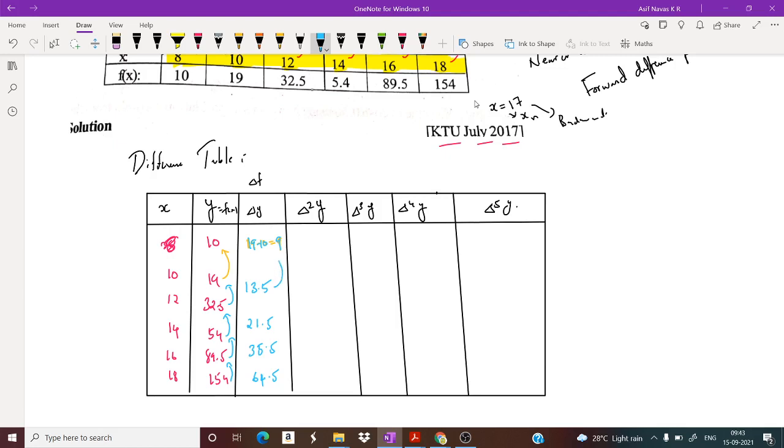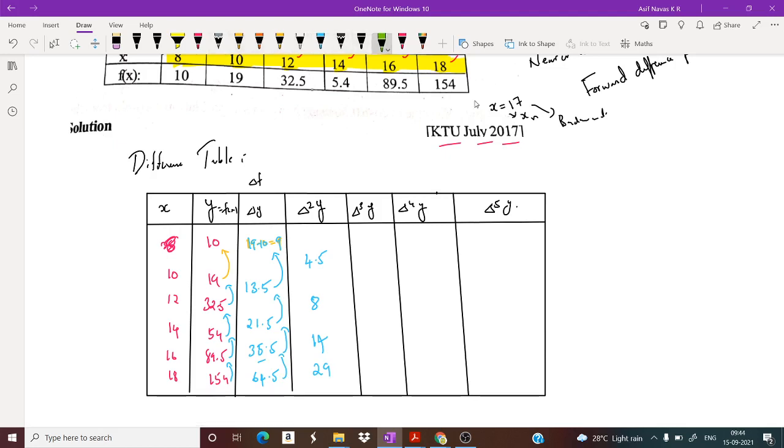Then we will subtract it from here. 13.5 minus 9, that is 4.5. 21.5 minus 13.5, 8. Next 35.5 minus 21.5, so that is 14. 64.5 minus 35.5, 29.